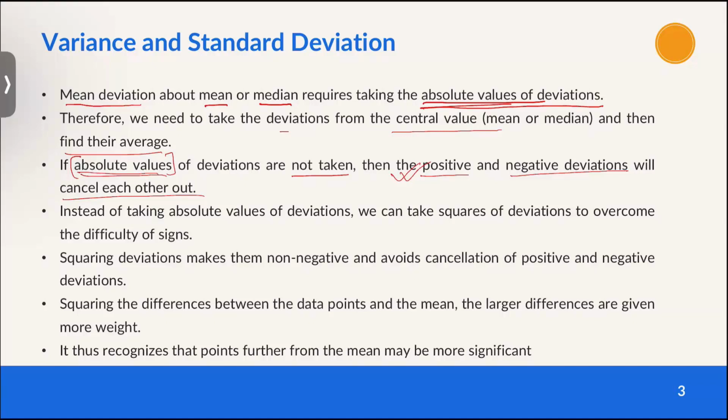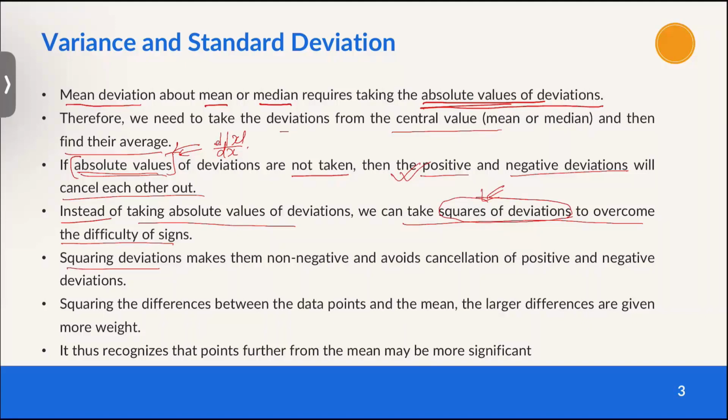But taking absolute values of data creates some problems. If you are aware, taking the differential of absolute values is difficult. And there are more issues on taking the absolute value of a number. Therefore, instead of taking absolute deviations, we can take the square of deviations to overcome the difficulty of sign. So this squaring of deviation has two benefits. What is the first benefit?